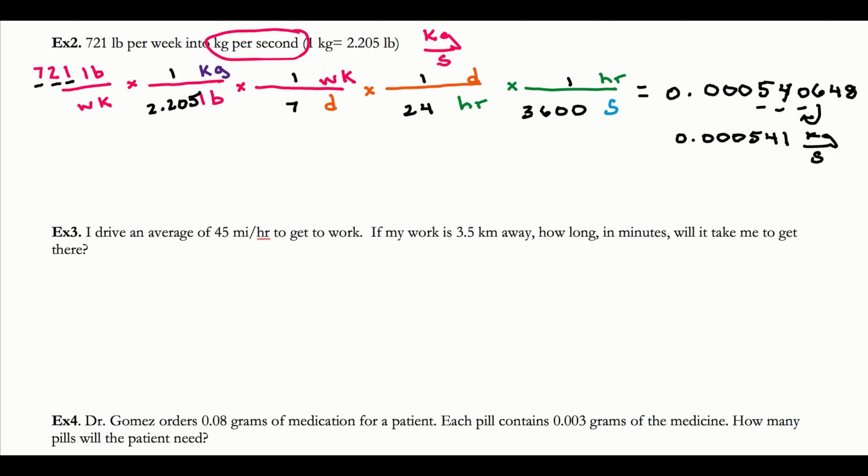You can also write this in scientific notation, so it would be 5.41 times 10 to the negative. I need to move it over 1, 2, 3, 4 places, so negative fourth. Okay, so you can write it either way. Remember, the first one is standard notation, and that is scientific notation.